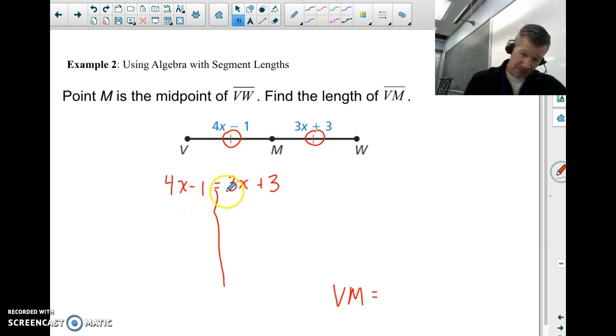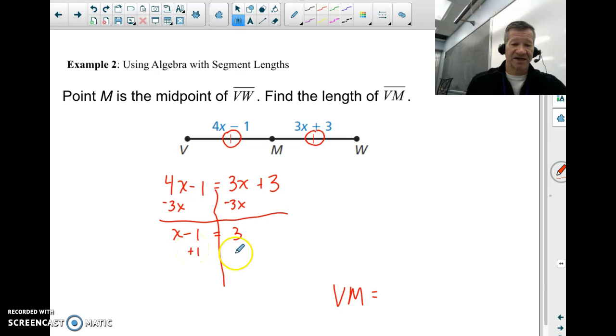Now from this, I can solve for x, and once I know x, I can tell how long VM will be. So to solve for x, first I want to get all the x's on one side. So I'm going to subtract 3x on both sides. So I have x minus 1 is equal to 3. Now I'm going to add 1 to each side. And this gives me x equals 4. Now my answer isn't 4. They wanted VM. They didn't want x.